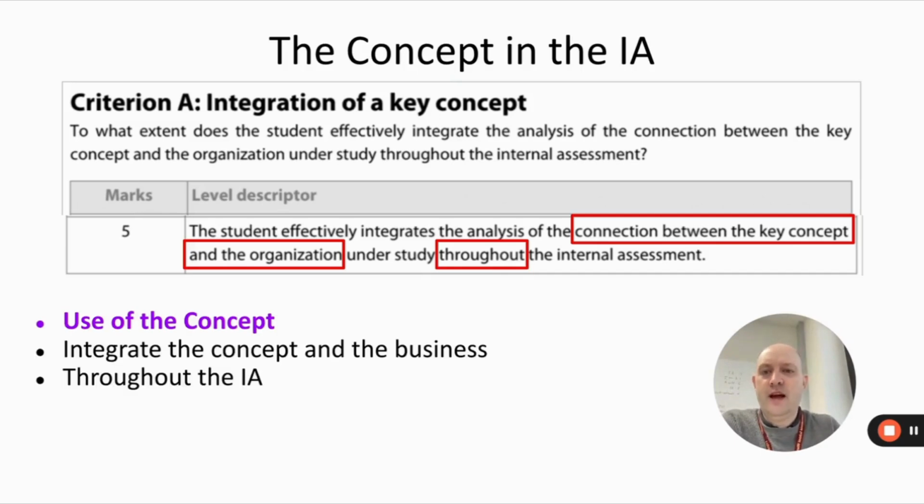And the key words there are, firstly, we need to integrate the concept chosen and the business, or more accurately, the research question that you're actually answering. And this is really interesting, this use of the word throughout. If you look at 4 marks, 3 marks, it doesn't actually say that. So the word throughout means throughout the IA, obviously, we need to be using the concept. And I'm going to show you how to do that a little bit later.